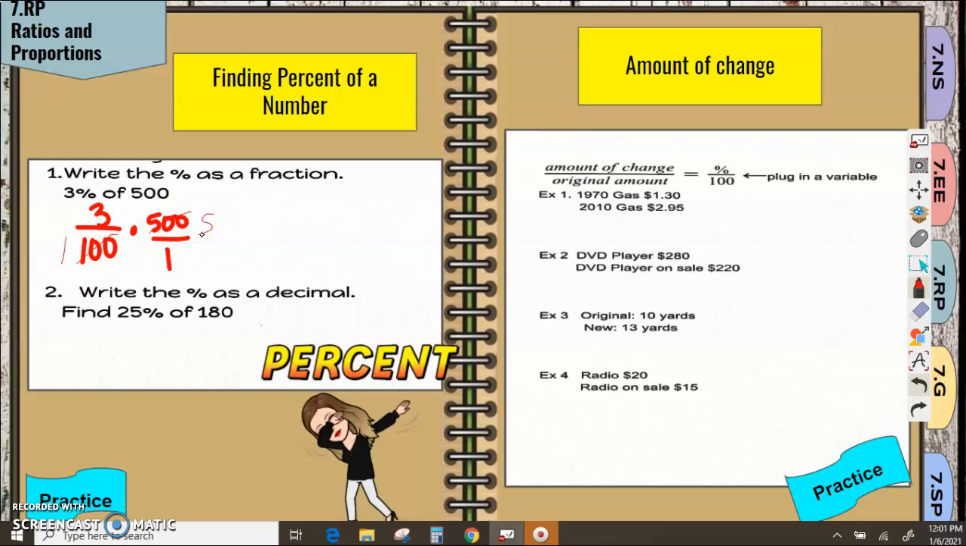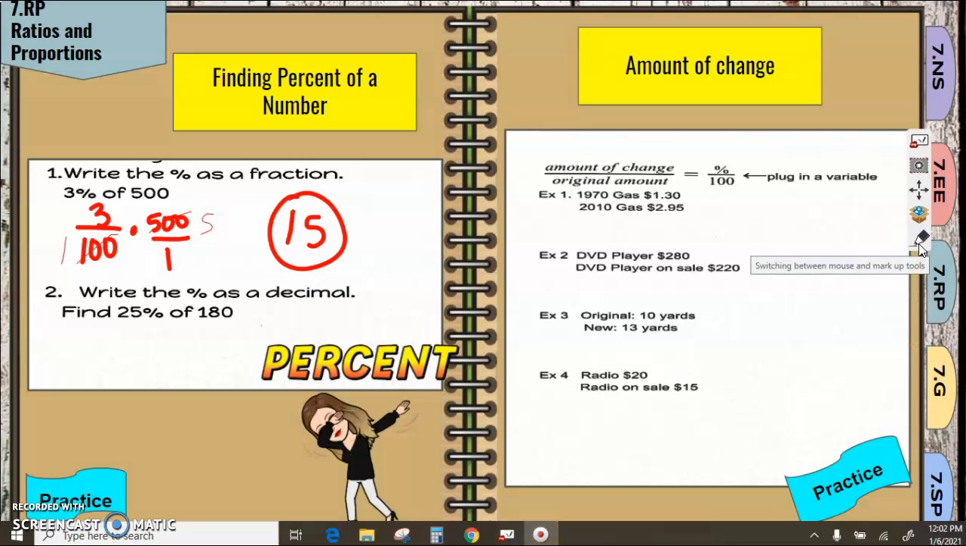and 5 on top. And 3 times 5 is 15. My denominator, 1 times 1, just leaves me with 1. And I know if 1 is my denominator, I don't write it. So I turn my percent into a fraction by putting it over 100, and then multiply it by whatever number it's given me in the problem.